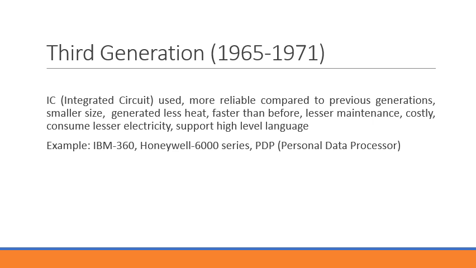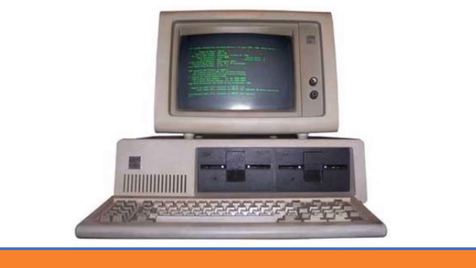In this generation, remote processing, time sharing, multi-programming operating system are used. High-level languages like Fortran version 2 to 4, COBOL, that is Common Business Oriented Language, Pascal, then BASIC, that is Beginner's All-Purpose Symbolic Instruction Code, were used during this generation. So this picture represents a computer from the third generation.